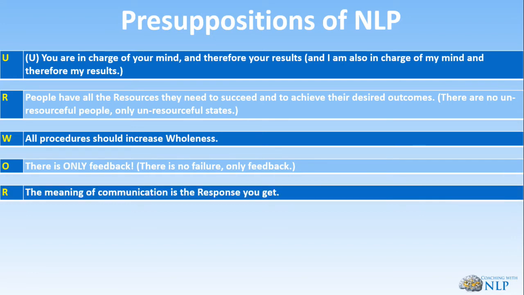So next we got R. The meaning of your communication is the response that you get. Have you ever told somebody to do something and they did something different? Or you told them something and they totally took it up the wrong way? Think about a text or email. How easy is it to misunderstand them? And maybe you've done it yourself. Somebody sent you a text message or email or said something and you took it up the wrong way.